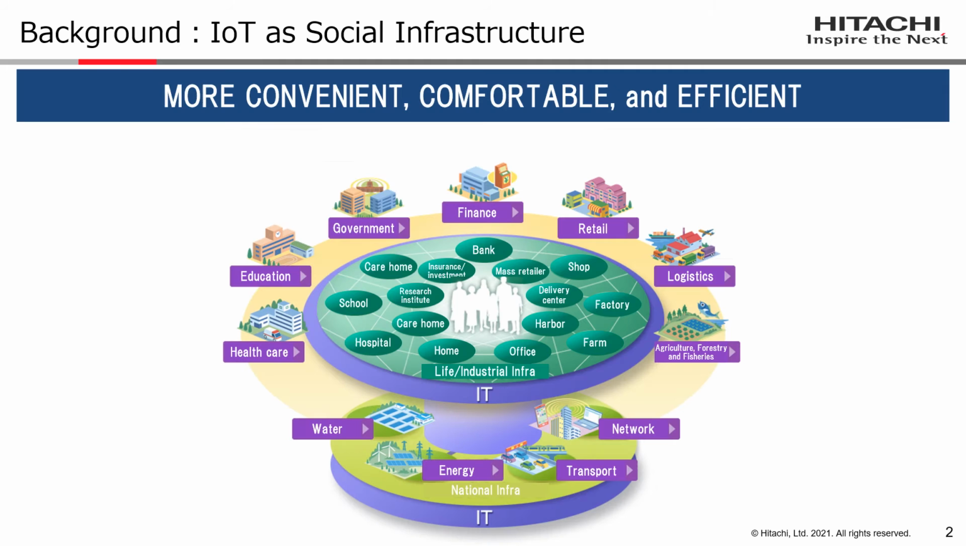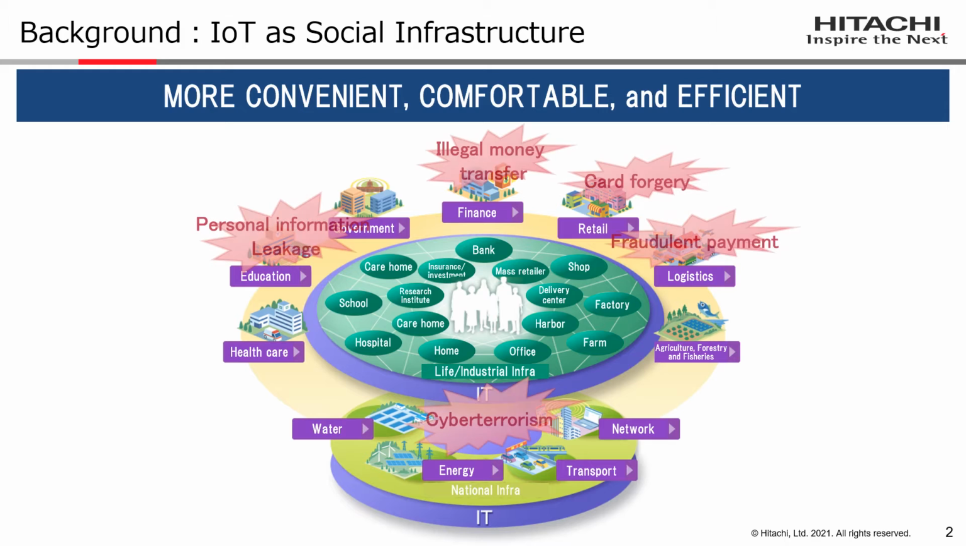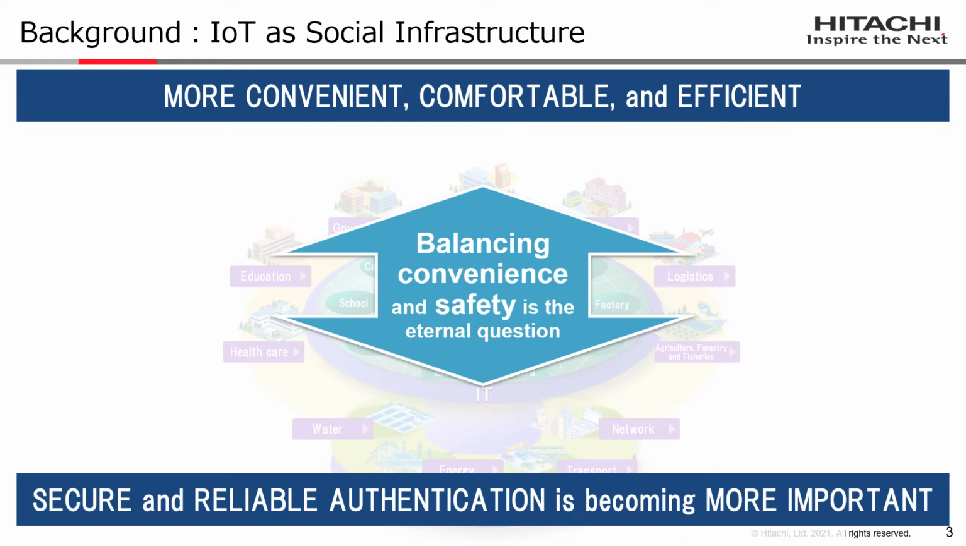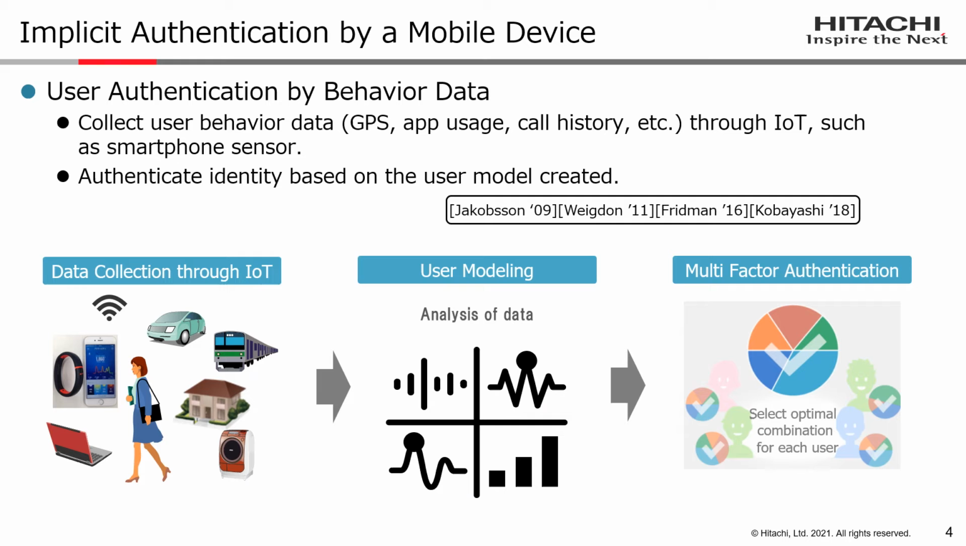Introduction. With the progress of IoT society, our life becomes more convenient, comfortable, and higher efficient. On the other hand, the damage caused by account leakage and impersonation is also increasing. Secure and reliable identity authentication is becoming more important, but balancing safety and convenience is very difficult.